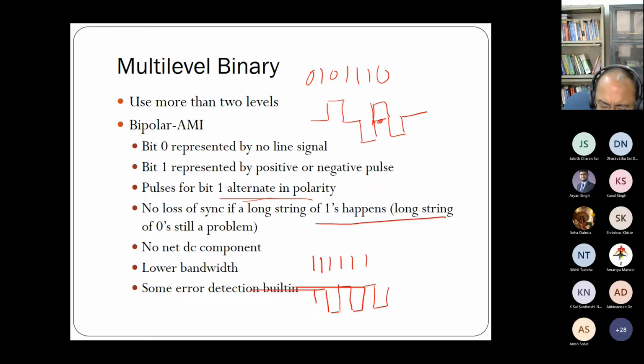So this is not lower bandwidth compared to what? I wrote lower bandwidth here, but compared to what? In NRZ-L, compared to that, it may not be lower bandwidth. But compared to something else, we'll see later, it will be lower bandwidth.